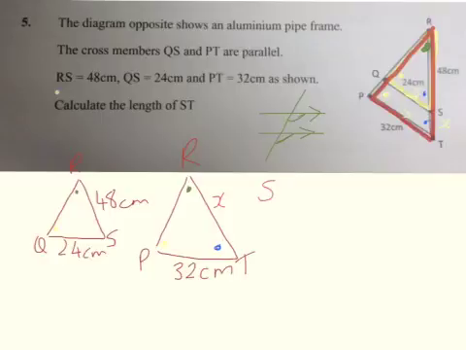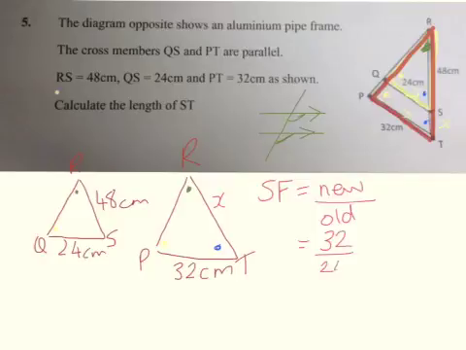So we're doing a scale factor. We can use a scale factor because the angles are the same. Scale factor is given by the new over old. I can only compare lengths that correspond, so it's going to be 32 over 24. That can be simplified, both can be divided by 8. That will give me a scale factor of 4/3.